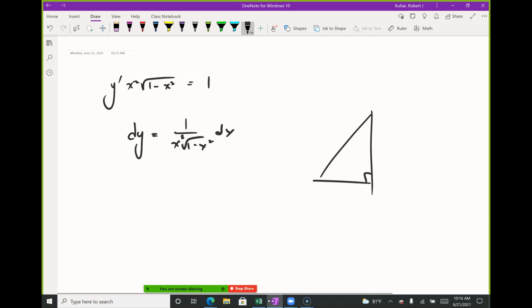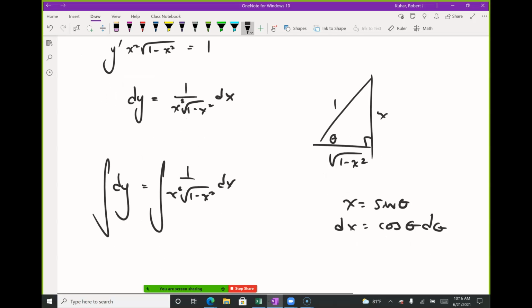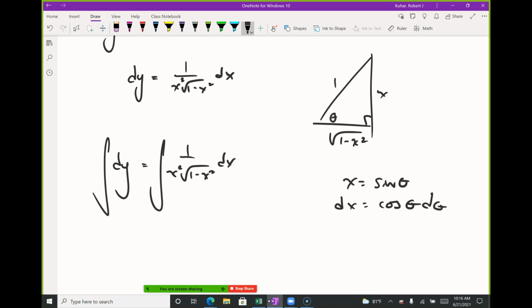It looks like I have a leg and a hypotenuse of 1. So the integral of dy equals the integral of 1 over x squared square root of 1 minus x squared dx. And I'm going to do a trig sub here. So x is what? Sine theta. dx is cosine theta d theta. And the square root is what? Cosine.